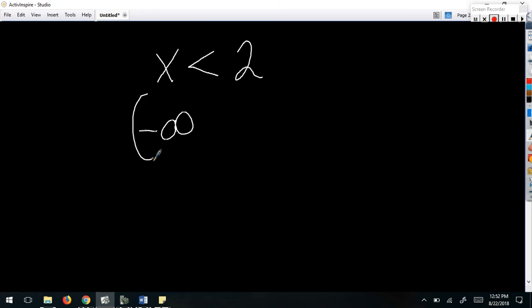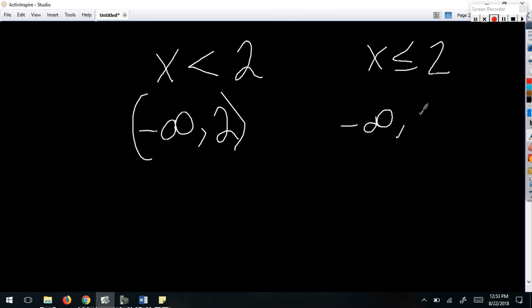And I'm going to put a parenthesis on it because infinities cannot be brackets. It's not bounded to the left. So negative infinity up until what? 2. Does that get a bracket or a parenthesis? Parenthesis. Right. Bracket includes, so if it was this. See the difference?